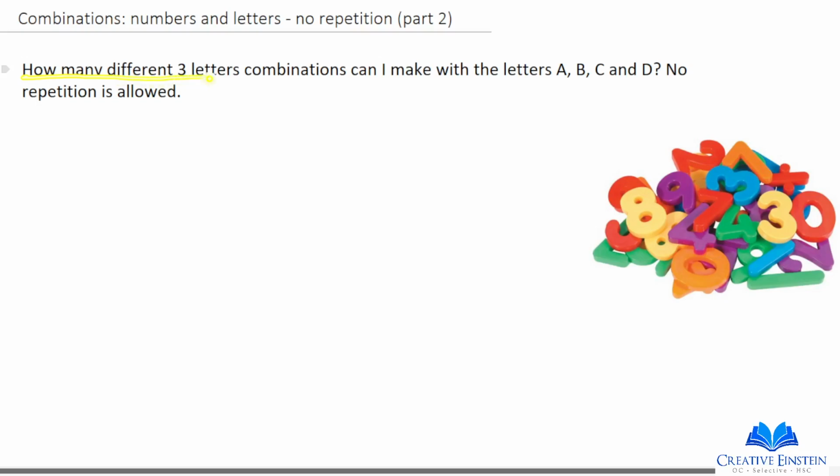How many different 3-letter combinations can I make with the letters A, B, C and D? And no repetition is allowed. Okay, so we want 3-letter combinations, and the letters that we're allowed to use are A, B, C, and D. The first thing we're going to do is write down all the combinations in a systematic order, so we don't forget anything. And then after we have found the answer, I'm going to show you a shortcut.